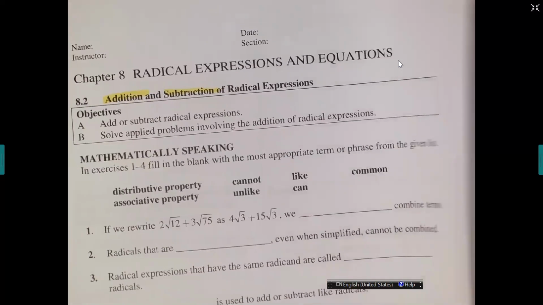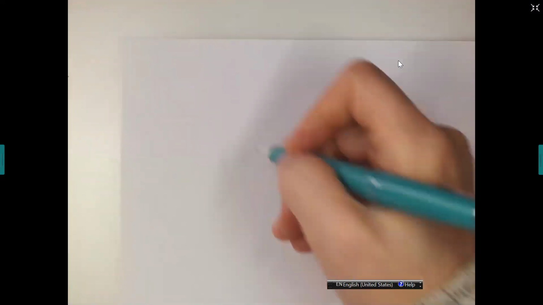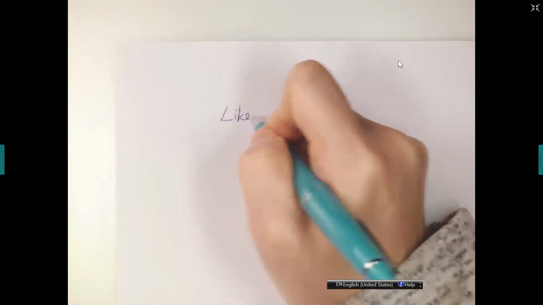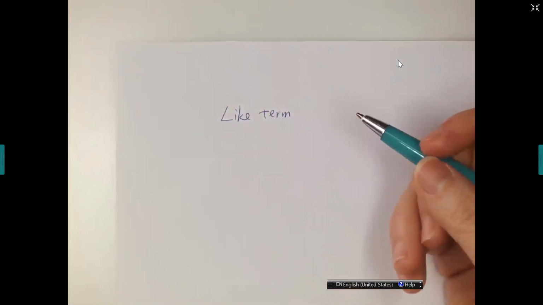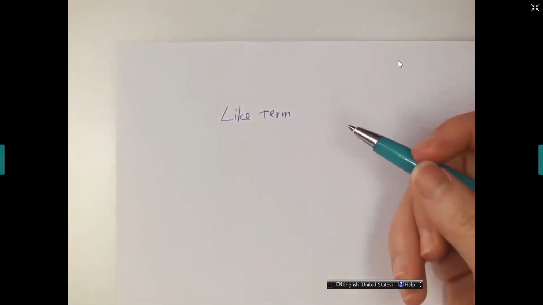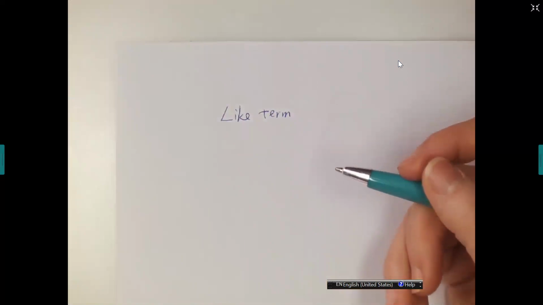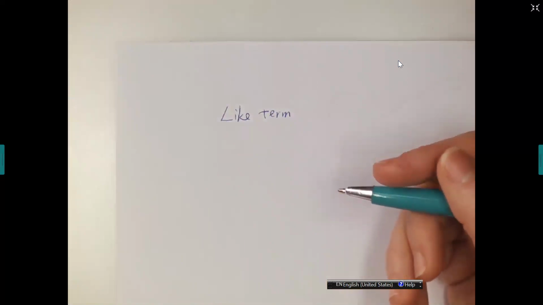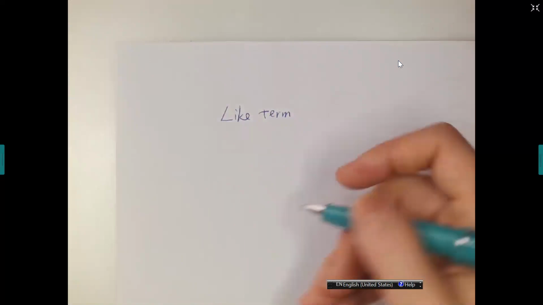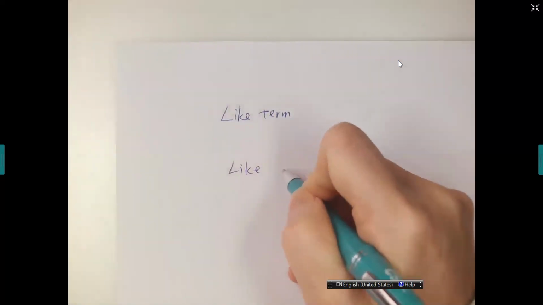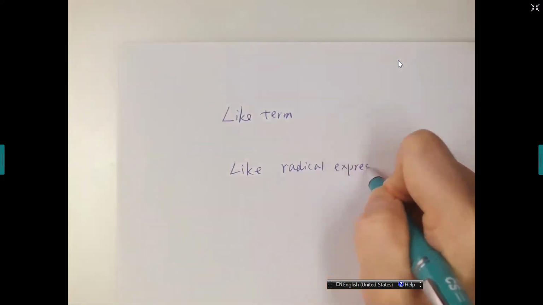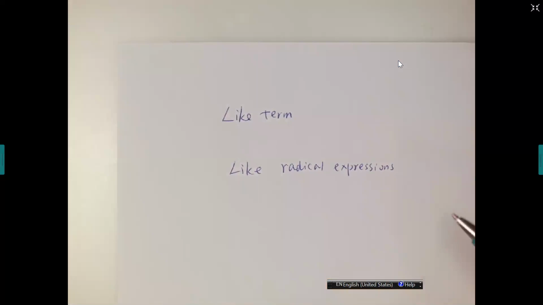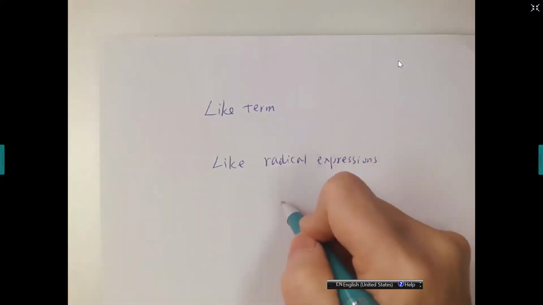It's very similar to combining or simplifying polynomials. We have like terms. What are like terms? If the terms have the same variable and the same exponents, they're called like terms. For radical expressions, they're also called like radical expressions. What are like radical expressions? When the radicands are the same.